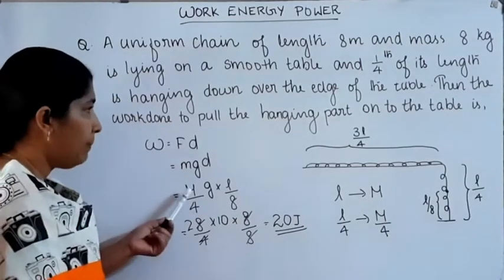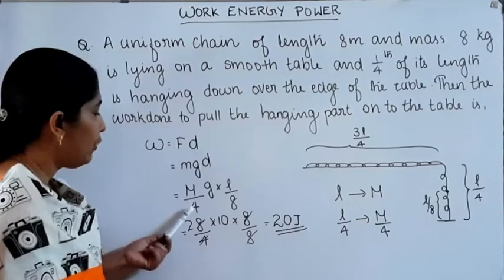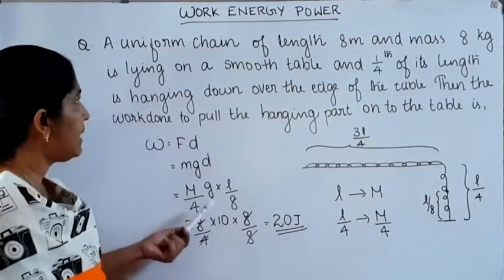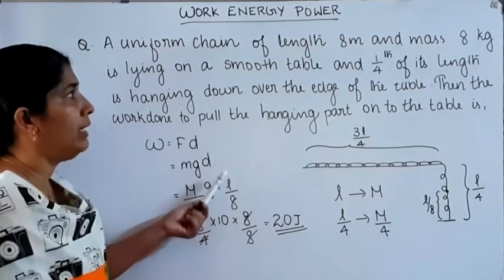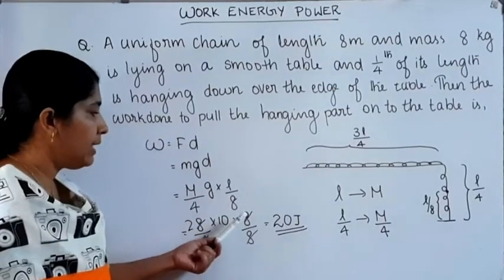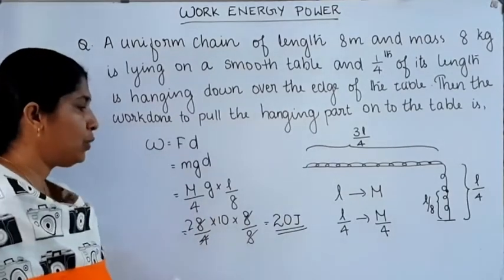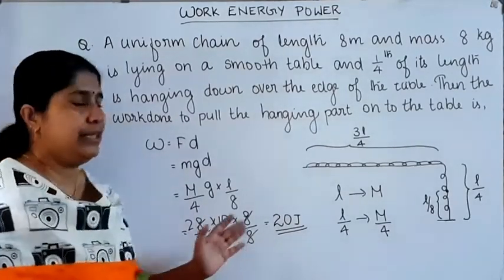Okay, capital M is equal to 8. Then 8 by 4 is equal to 2. G is taken as 10. The length of the chain is equal to 8. Then 8 by 8 is equal to 1. Then 2 into 10 is equal to 20. Okay, this is the work done.